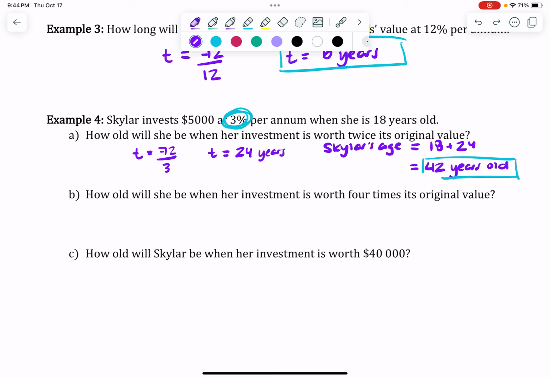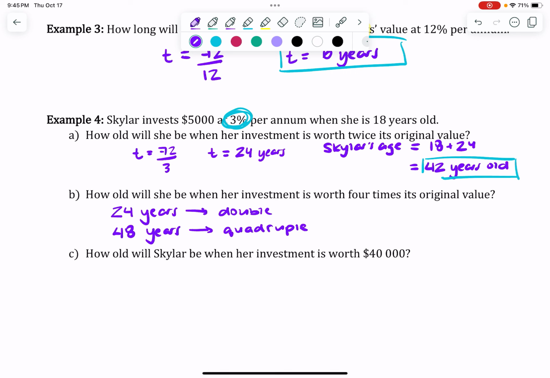We want to know how old she'll be when her investment is worth 4 times its original amount. Okay? So something to consider, we just figured out it takes 24 years to double. When something's 4 times as big, or quadruples, that's just doubling twice, right? Because 4 is just 2 times 2. So if it took 24 years to double, it'll take 24 times 2, say it with me, 48 years to quadruple.